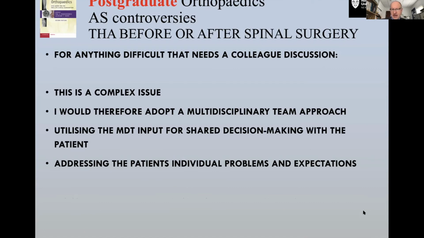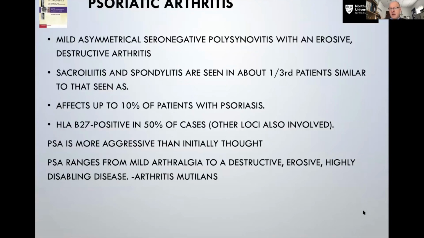We mentioned your get out statement that you would want to use in a viva situation. So let's move on to psoriatic arthritis. This is a mild asymmetrical seronegative spondylopolysynovitis with an erosive destructive arthritis. The sacroiliitis and spondylitis are seen in about a third of patients, and it's similar to that seen in ankylosing spondylitis. It affects about 10% of patients with psoriasis, and patients are HLA-B27 positive in around 50% of cases.